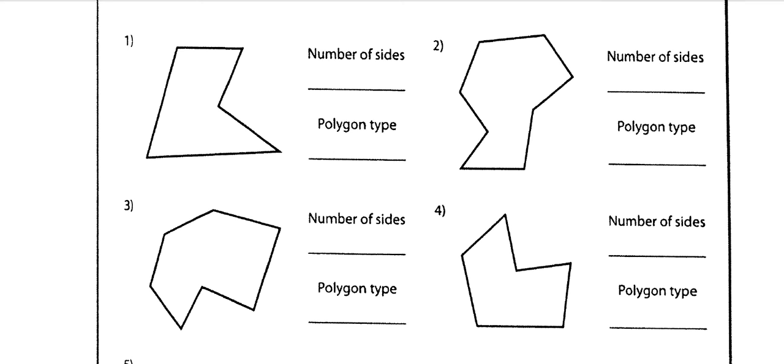So if you notice, these shapes are not really perfect like the other ones that we saw. But they still have a name depending on the number of sides that they have. So number 1, what would that be called? 1, 2, 3, 4, 5. So that's 5 sides. So you're right, that would be a pentagon.